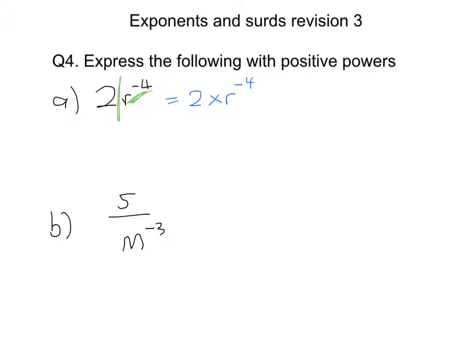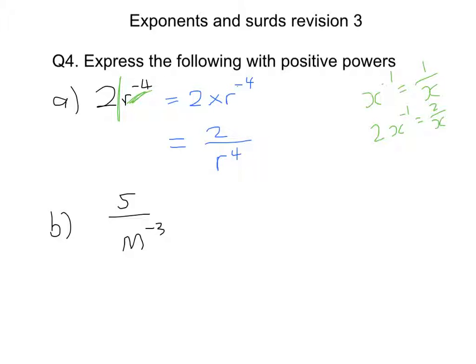Now if we have a negative power, we'd flip it down to the bottom. So if we have x to the -1, that is equal to 1 over x. If we have 2x to the -1, that will be equal to 2 over x. In this case here, it'll be equal to 2 over r to the power of +4. That's the answer.